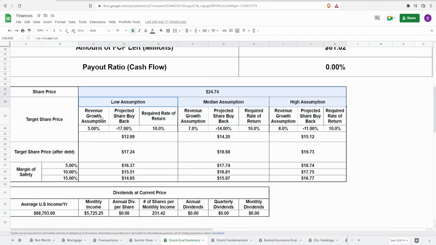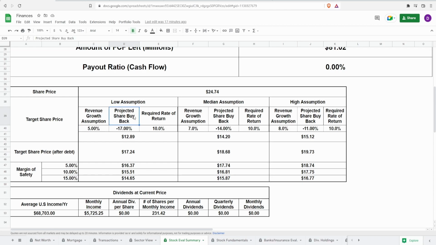Low, median, high. As always, 3 different factors: revenue growth, predicted share buyback, and the required rate of return. Revenue growth, I'm going to use Seeking Alpha's growth tab, looking at the revenue growth year over year and the revenue growth forward, and making an assumption between those two numbers, or at least trying to be conservative with my own assumption.